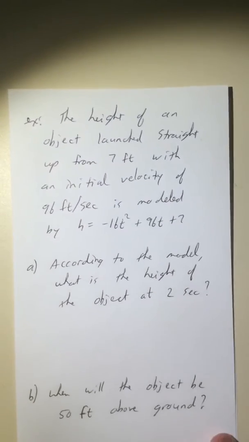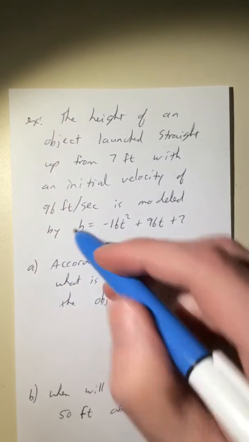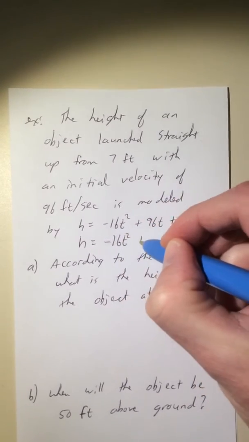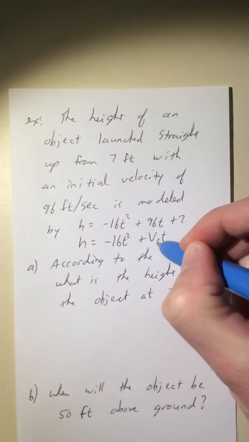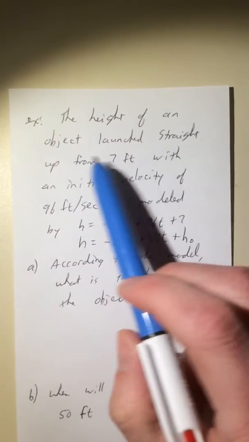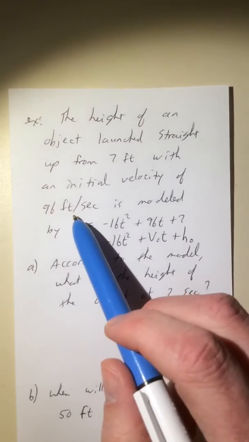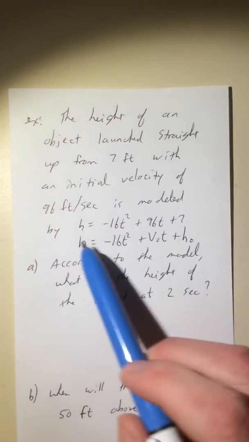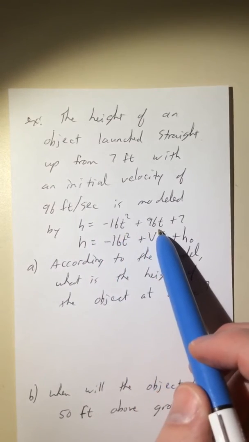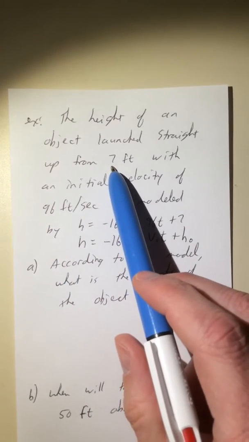And so, here's another common one here. We should remember this formula from Algebra 2. The general formula is -16t squared plus v sub 0 t, right? The initial velocity times time plus the initial height. So the height of an object launched straight up from 7 feet with an initial velocity of 96 feet per second is modeled by h equals negative 16t squared. This is our gravity bit right here, plus 96t. 96 is our initial velocity, plus 7. That's going to be our initial height.